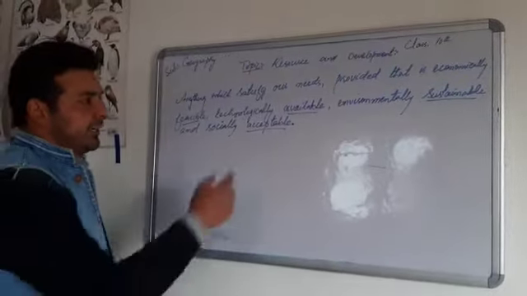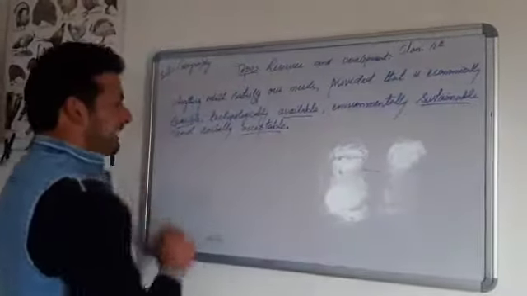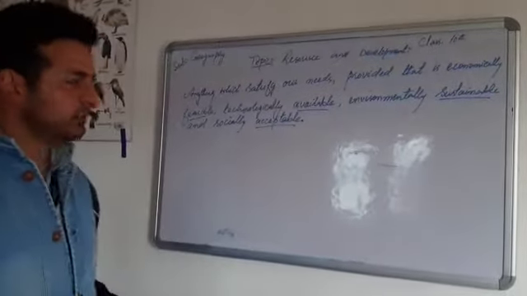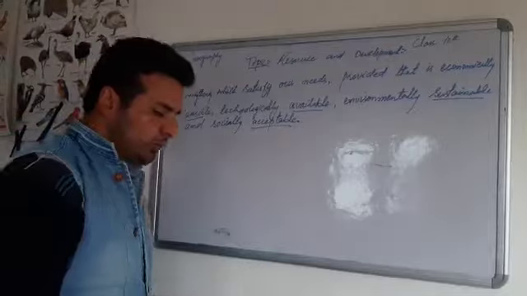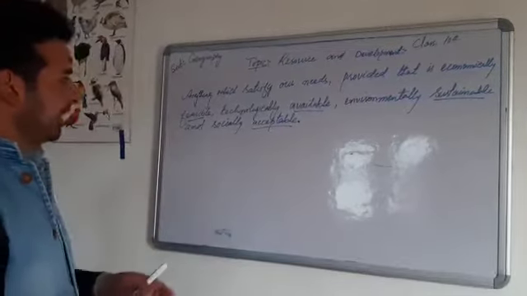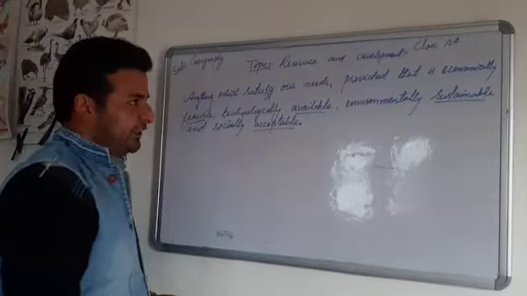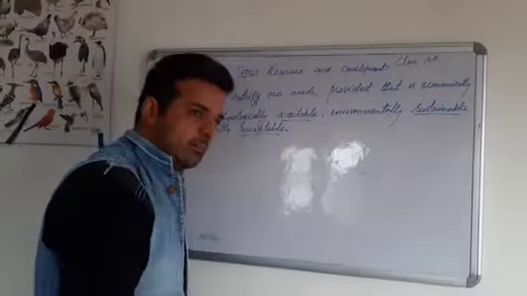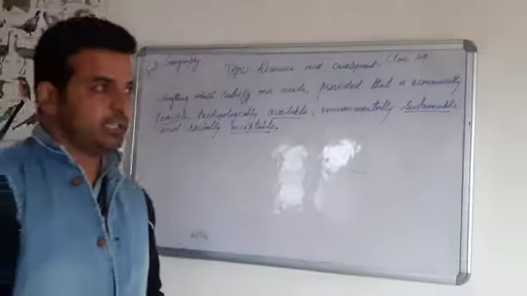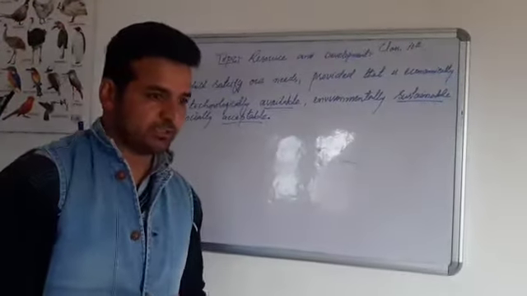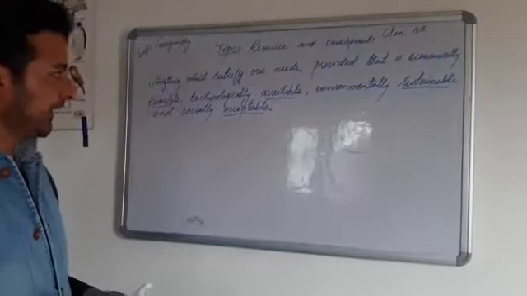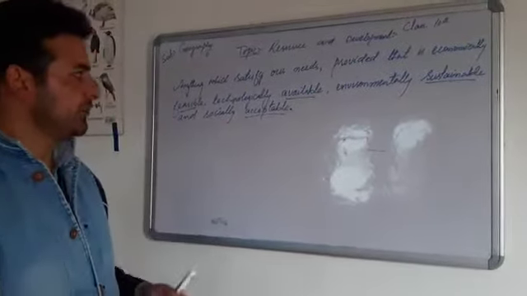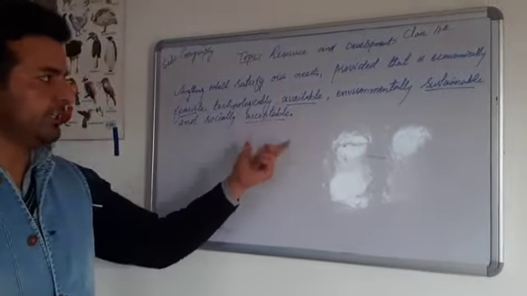The criteria are: it should be economically feasible. That means we should be able to pay. We should have that money so that we can spend on it. Then only we can say it is a resource. After this, the next criteria is technologically available. We should have the technology to access that resource. Through technology, we access many resources. If we have the technology to access the resource, then only we can say it is a resource.